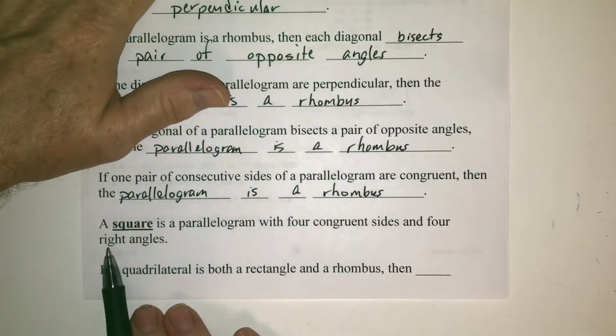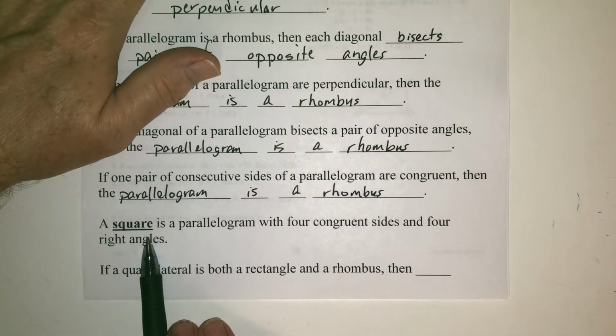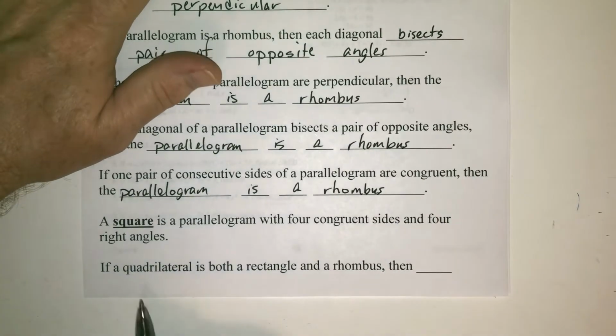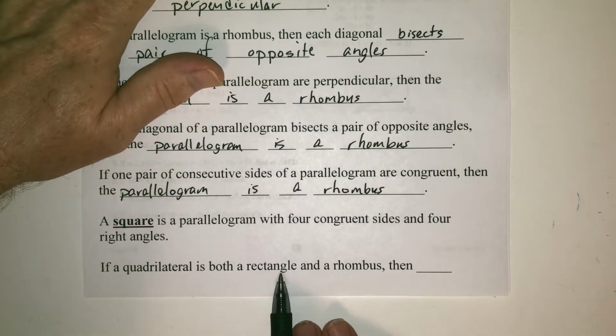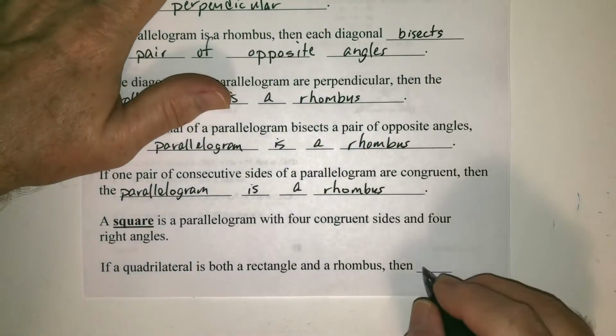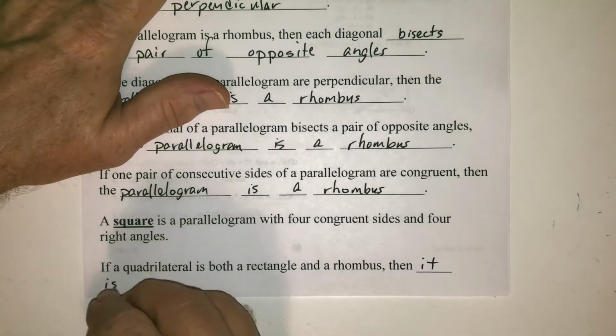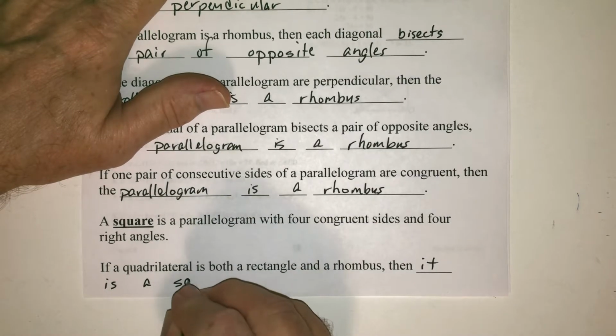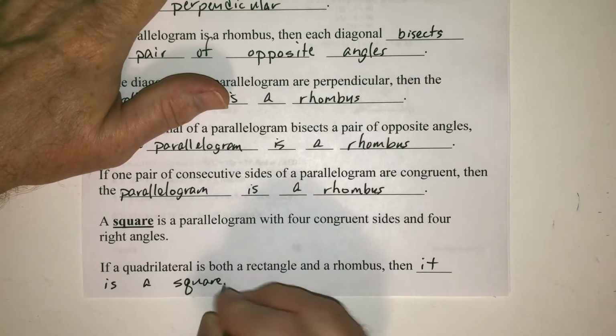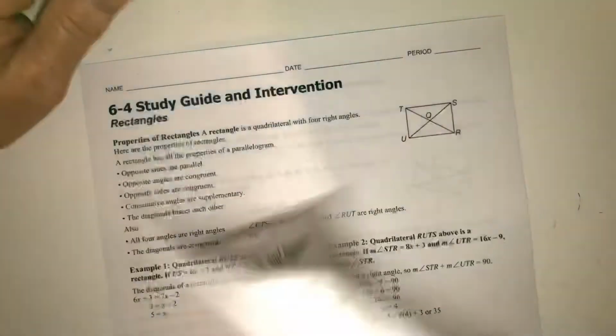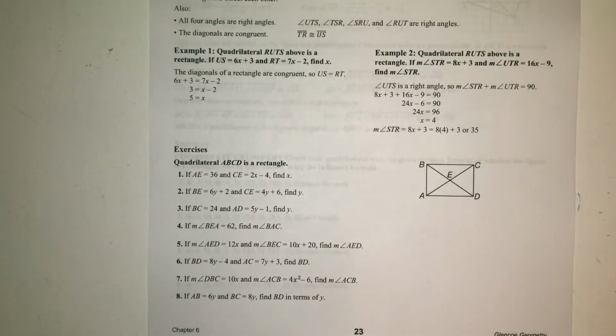A square is a parallelogram with four congruent sides and four right angles. If a quadrilateral is both a rectangle and a rhombus, then it is a square. All right, let's turn the page and move on. Now let's use these theorems, beginning with the exercises on the next page of your notes.